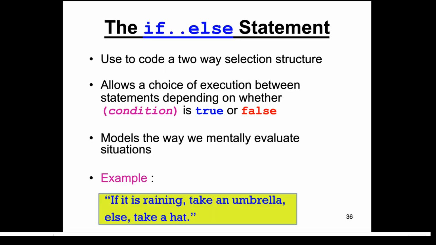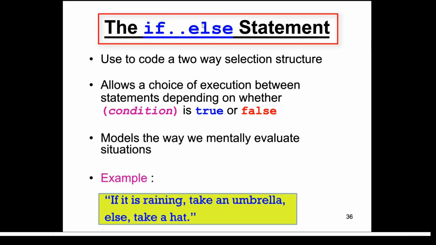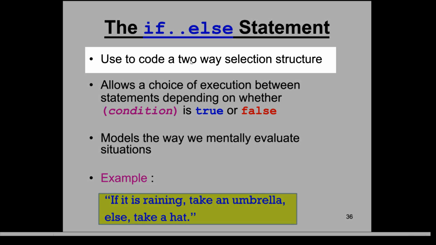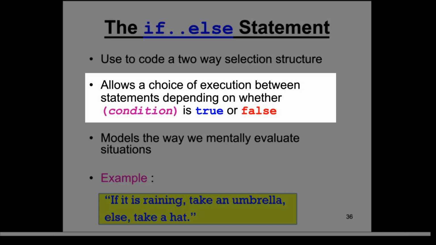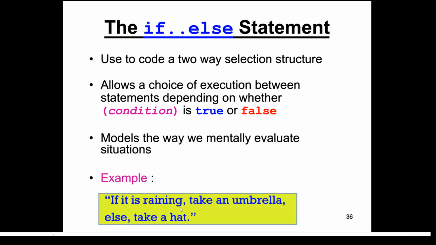An if statement allows for one-way selection structure. So we have another one, the if-else statement. If-else can be used to code a two-way selection structure. So in an if-else statement, your program has a choice whether to execute one set of statements or another set of statements. If we look at this example: if it is raining, take an umbrella, else take a hat.